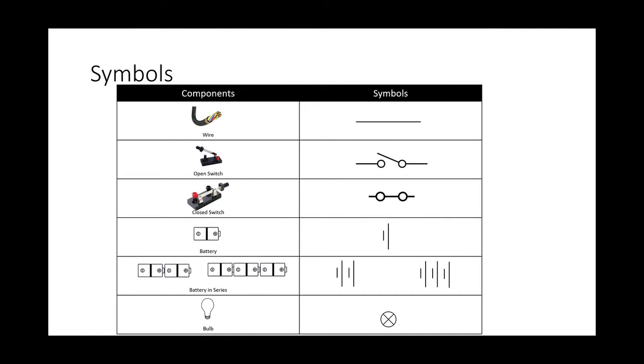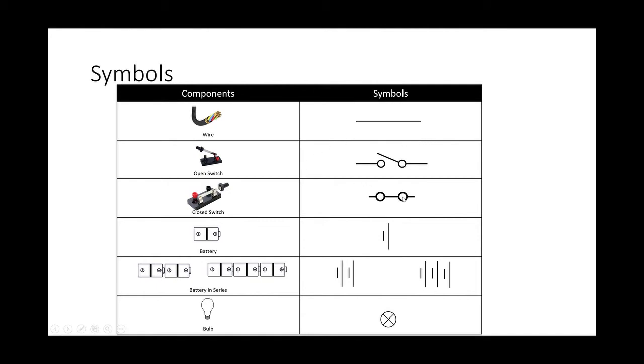When you are supposed to draw a circuit during the exam, unless they specifically tell you to draw the picture itself, you are supposed to use symbols, like the ones shown here. I'll go through them one by one. You cannot draw the pictures during the exam, you are supposed to draw the symbols instead, when they ask you to draw a circuit. The wire is basically represented by a line, nothing difficult to remember.